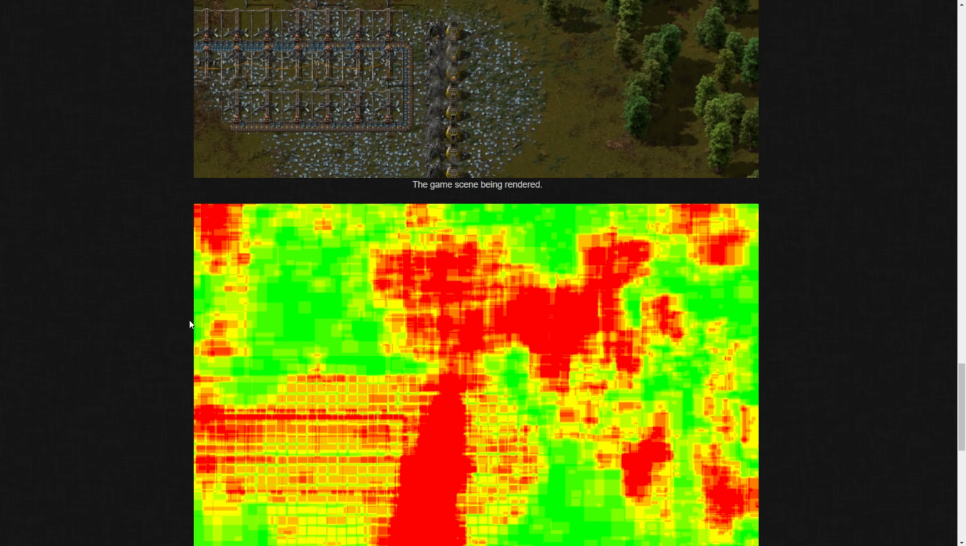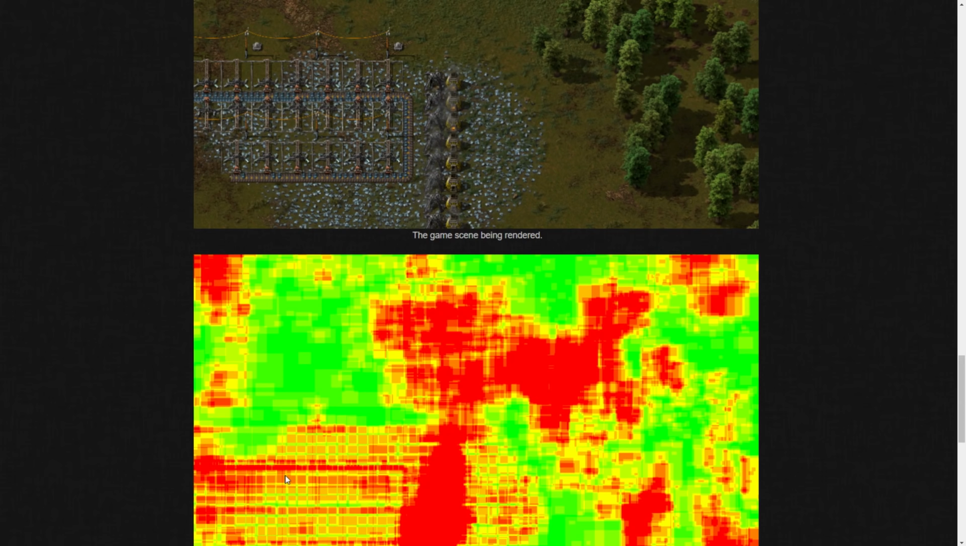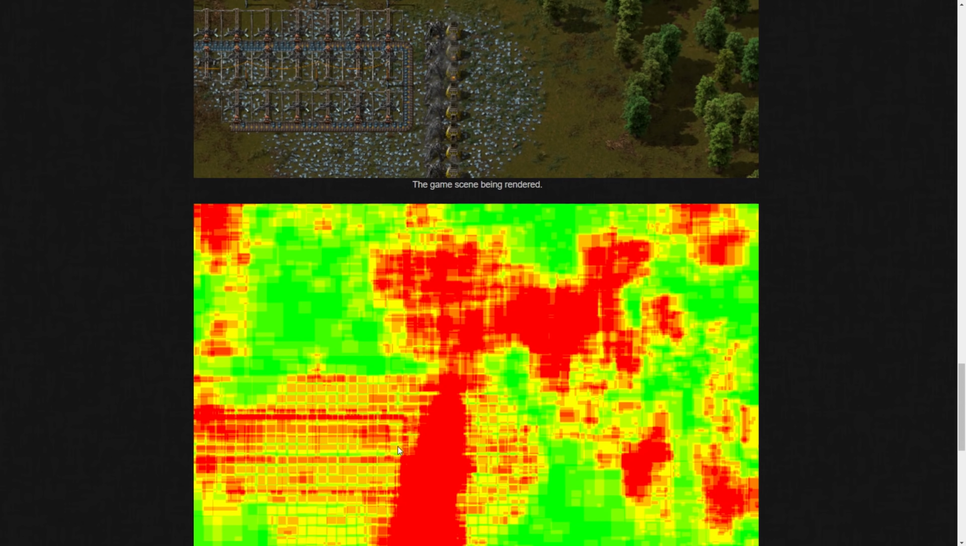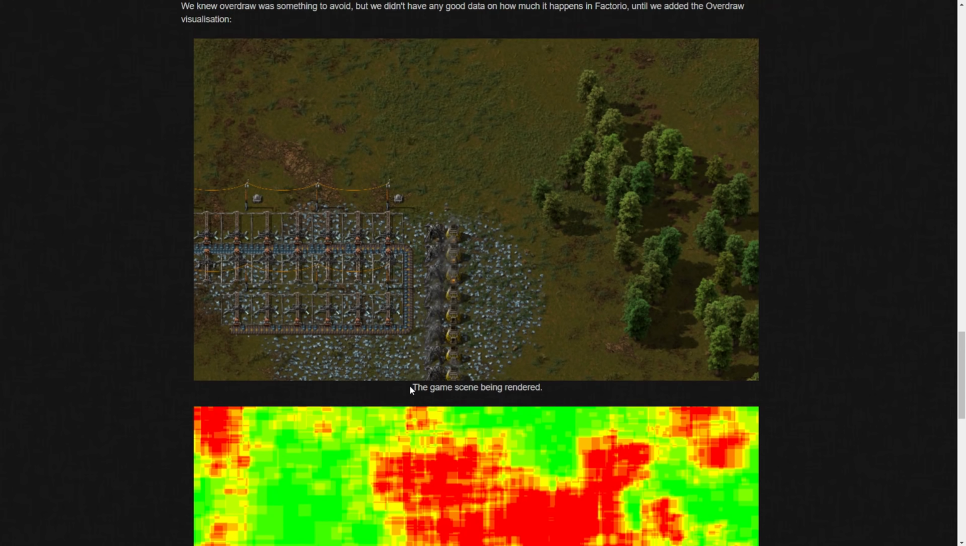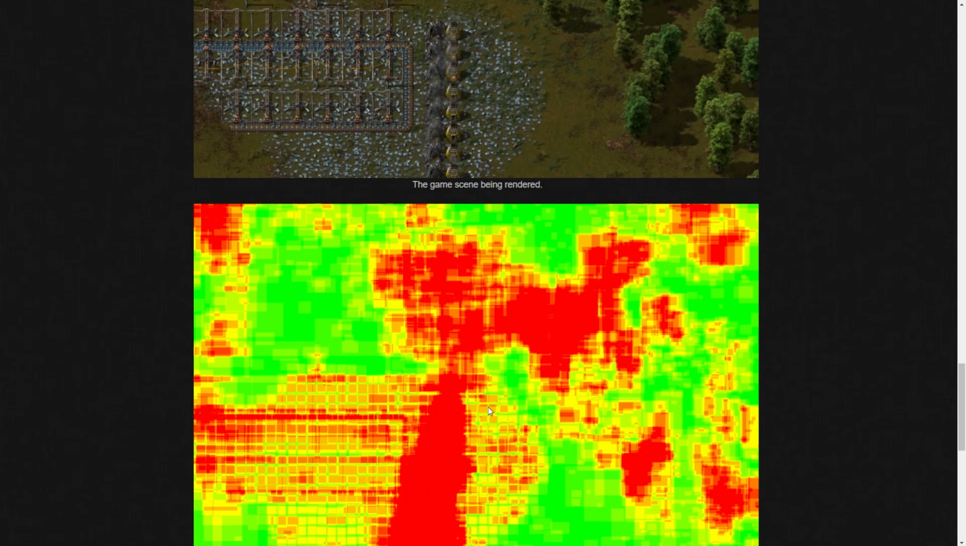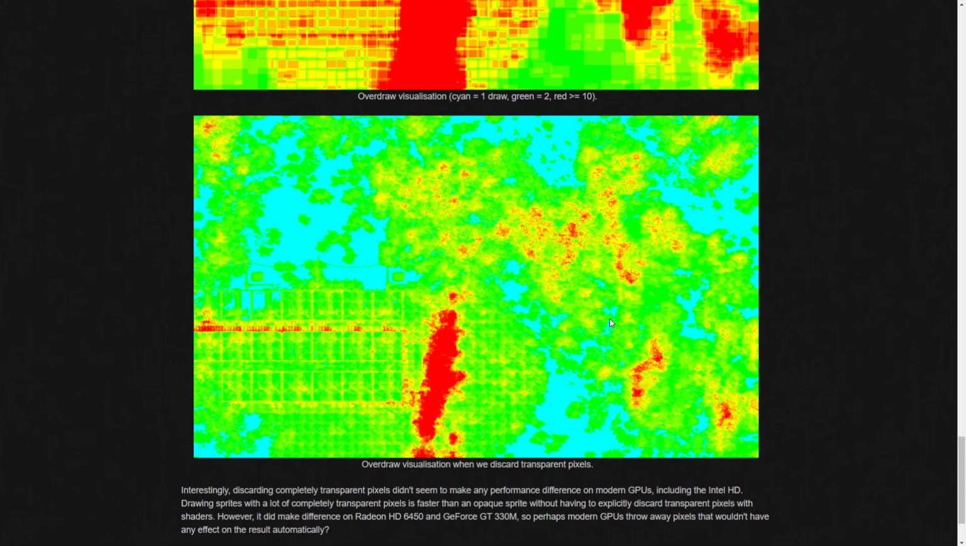I mean, it begins to add up, and what I find interesting is you can see the miners and stuff are kind of red, but then the burner drills and furnaces are just solid red. So for some reason, those are being redrawn. The vegetation much more on the ground too. The vegetation is red. Yeah, well, I think we have known that ground foliage and stuff is pretty bad for FPS. But yeah, trees obviously.